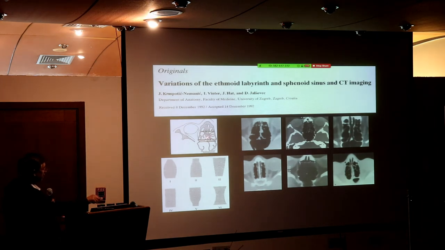There's a relationship between the ethmoid and the sphenoid: anterior ethmoid, middle ethmoid, posterior ethmoid. So the ethmoid is very much related to the sphenoid. And these are the kinds of patterns of this relationship. And this is the radiology, different radiological patterns of the relationship of the ethmoid with the sphenoid.